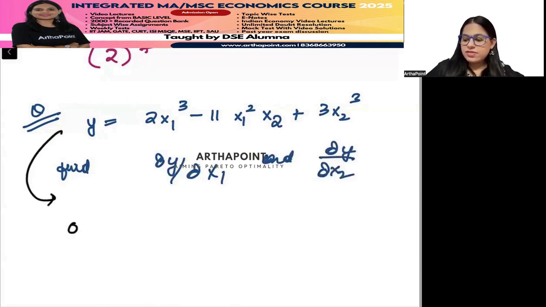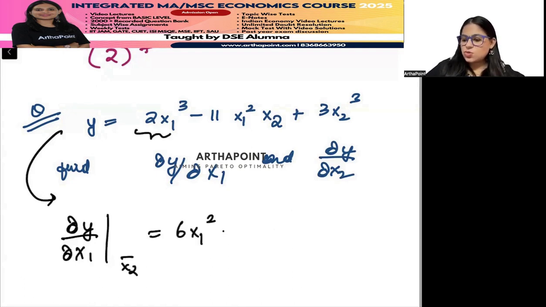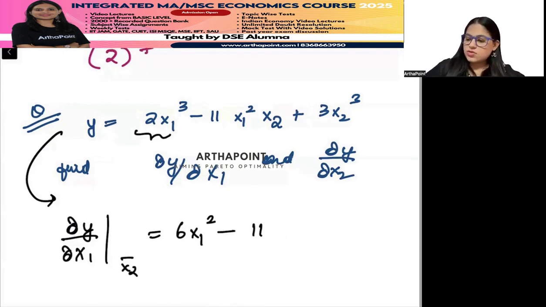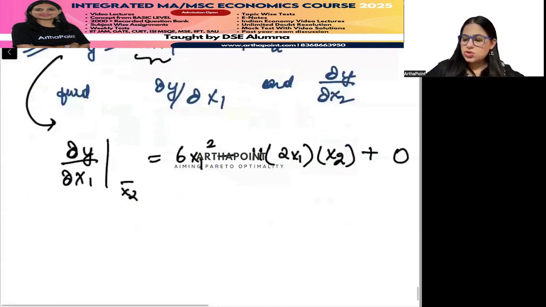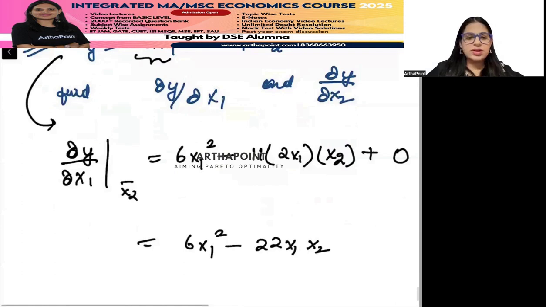So we know that when I find del y by del x1, x2 is a constant. So differentiation of this will be 6x1 square minus 11x1 square. So x1 square differentiation will be 2x1 into x2 plus 0. There is no x1 in this. So this will be 6x1 square minus 22x1 x2. Right? So simple questions, beta.